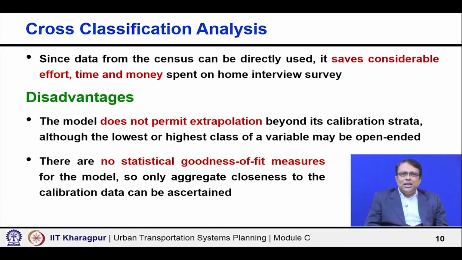Then, since the data from the census can be directly used, it saves considerable effort, time and money on home interview survey. In many cases you get the data for, let us say, the number of households and the income stratification. Many of these data we can get directly from secondary sources, census, economic census. So, they can be used advantageously, but not that everything is good and there is no disadvantage. That cannot happen.